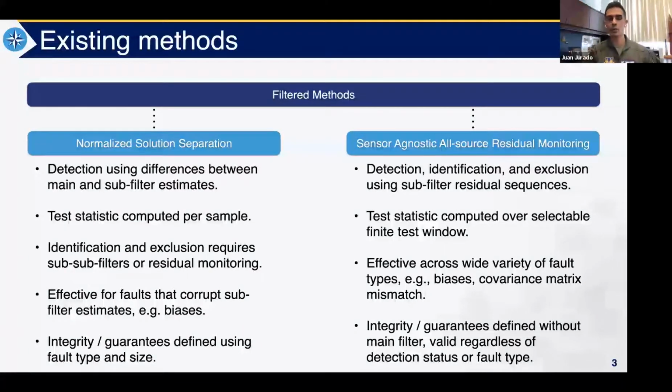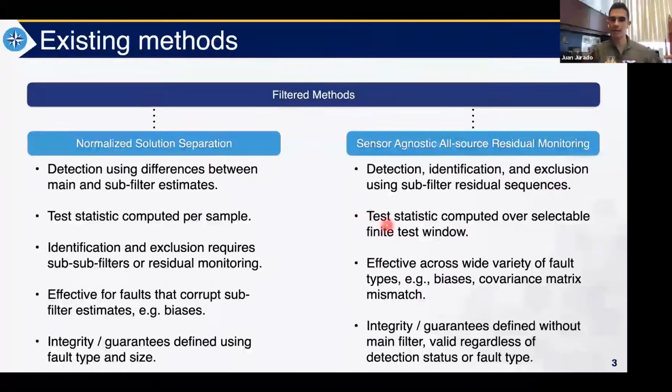The test statistic is really a running window, so a sum of chi-square distances over a particular user-defined window. In the examples that I'll show you, it's usually about 30 seconds. So there's a trailing window of 30 seconds where you're looking at all the residuals summed up. And what we found is that this is effective across a wider variety of faults. Normalized solution separation is very good at something that induces a bias into the system. SARM is not as good as normalized solution separation with biases, but it is much better at other things. And we'll look at the raw curves towards the end as far as how they compare.